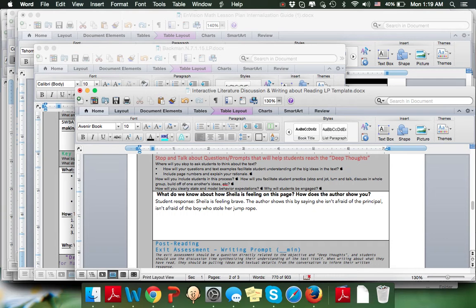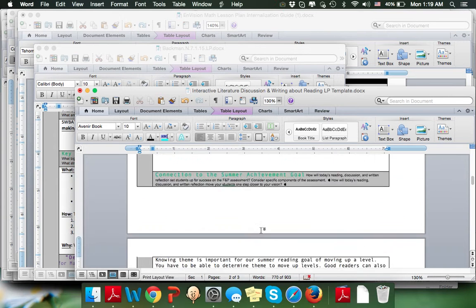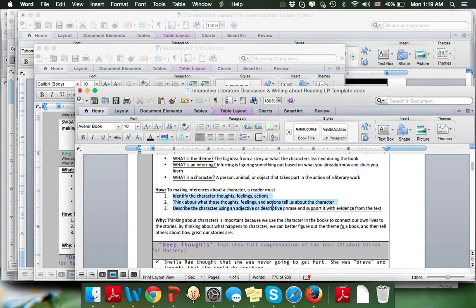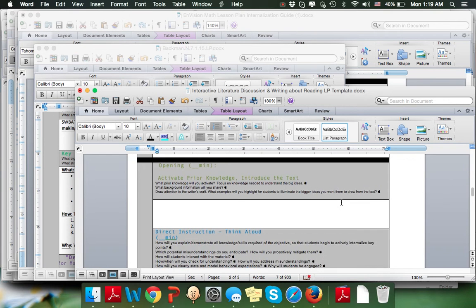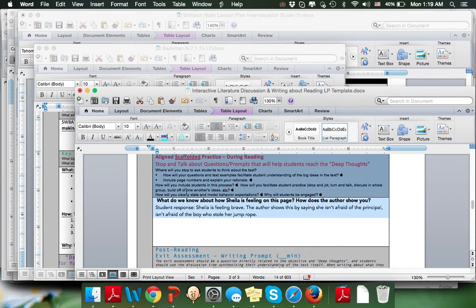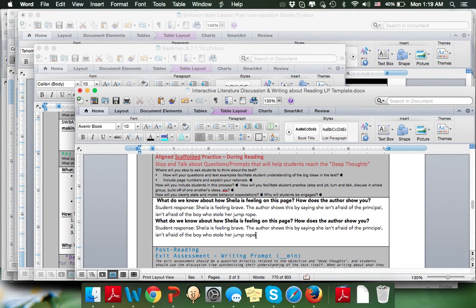Again, these are all examples from my book. So I'd want to pick a stopping point and ask a question on that page that gets at some of my earlier key points: identify characters' thoughts, feelings, and actions. The next is to think about what those thoughts, feelings, and actions tell us about the character. So I would keep asking this question a couple of times, how is she feeling on this page and how do you know? But I would go to different pages to ask that, because she's going to show that she's feeling brave on a couple of different pages. So I'm going to get them to cite those pieces of evidence that show that, like maybe she was riding her bike with no hands.